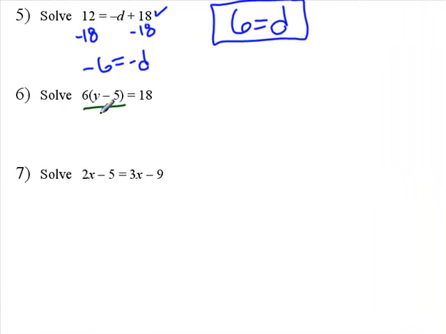We can divide both sides of this by 6 because 6 goes into 18 so nicely. That's just a nice starting step. So we get y minus 5 is equal to 18 divided by 6, which is 3. Let's add that 5 to both sides so we get the y by itself, and y is equal to 8.